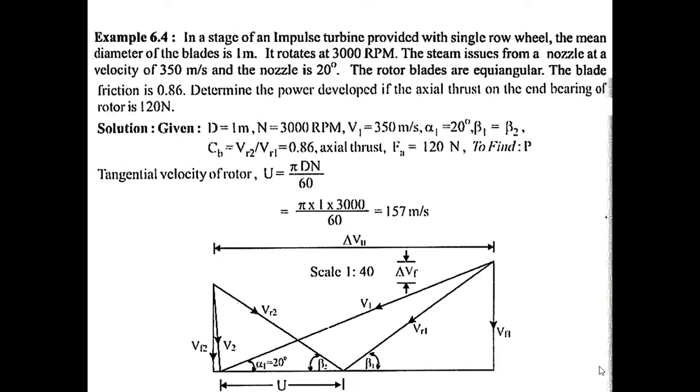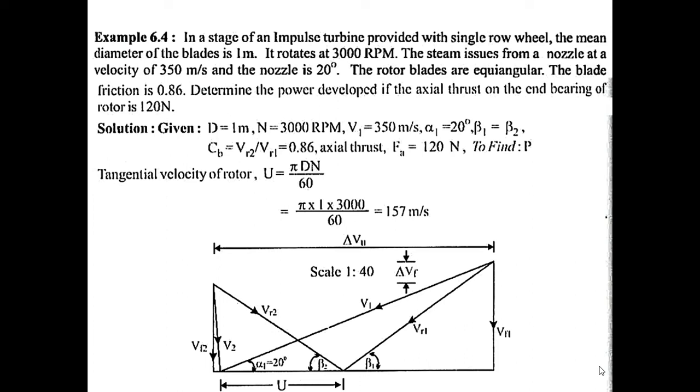So values here are maximum up to 350 meter per second. So the scale they have taken is 1 is to 40. In my opinion, better you take scale 1 is to 60 because values are very small, less than 500. So don't take a scale smaller than 1 is to 40. You take more scale, or you increase the scale of the graph.